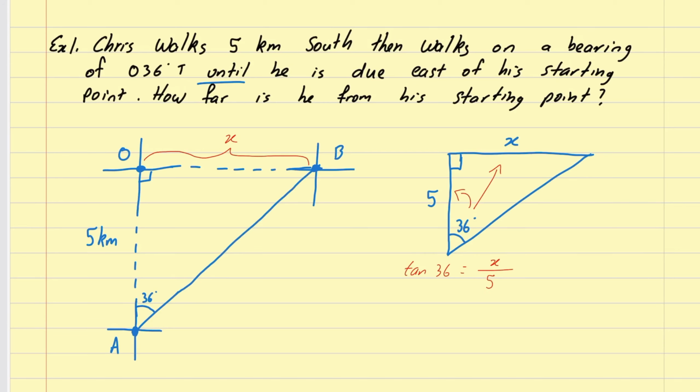And then just simply multiply the 5 over to solve for x, and we're going to get x is equal to 5 times tan of 36. Now just put it in your calculator, and that's going to be your answer. Now, if I was just to round this off to one decimal place, this is going to become 3.6 kilometers. So in other words, he is 3.6 kilometers away from where he started off from.